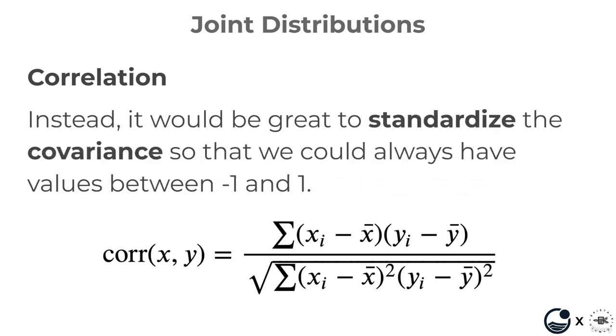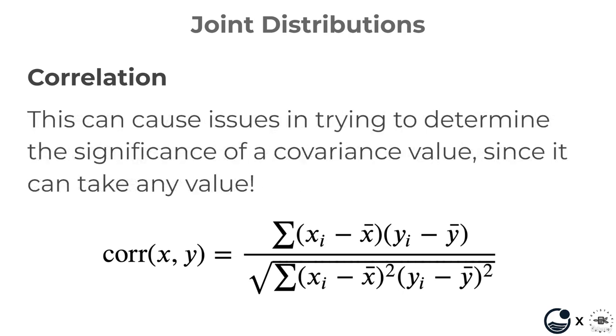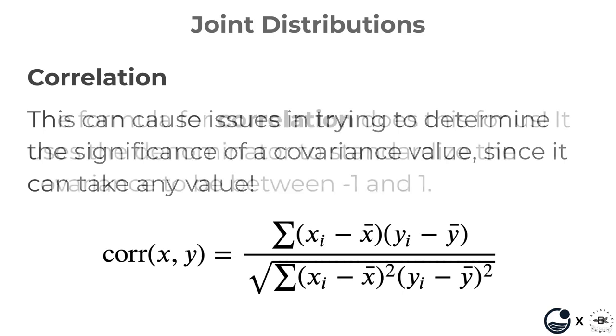So instead, it would be great to standardize the covariance so that it always has values between -1 and 1. And I mentioned at the very start that businesses tend to just report correlation instead of covariance. That's the reason, because you always know it's going to be between -1 and 1, and it's essentially standardized that way. So it makes it way, way easier to interpret without needing to understand the ranges of the original data feature values. This can cause issues in trying to determine the significance of covariance values, since it can take any value as I just mentioned, which is why we use correlation.